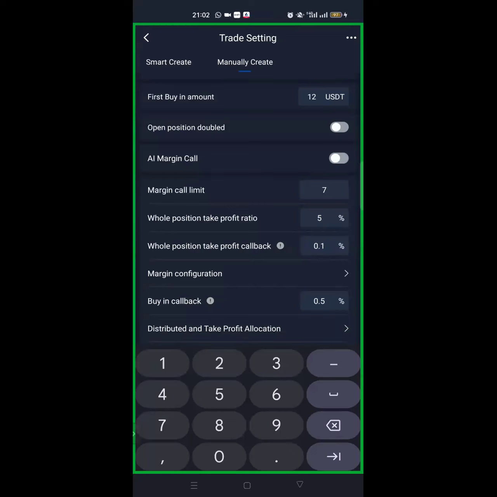So if it touches 5%, it goes up further. Once there's a pullback of 0.1%, it's going to sell and close the trade. If it touches 5% and it doesn't go up further and it's going down, once there's a pullback of 0.1%, it's going to immediately trigger and then sell. So that's the work of callback.